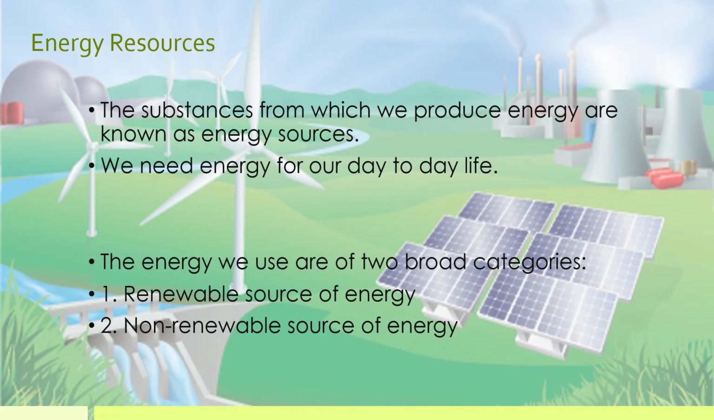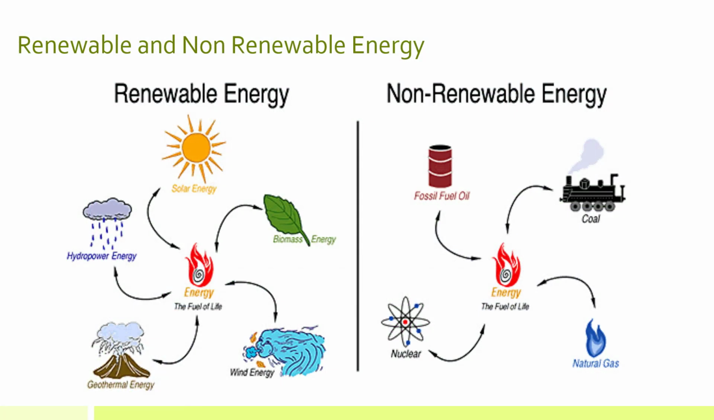Next type of resource I want you to think about is energy, and the substances from which we produce energy are known as our energy sources. We all need energy for our day-to-day life, and there are two main categories, renewable and non-renewable. So with renewable energy, we are extracting energy through technology that's making use of something that is relatively unlimited. So solar energy for human purposes is considered to be unlimited. We cannot overharvest the sun's energy, I should say.